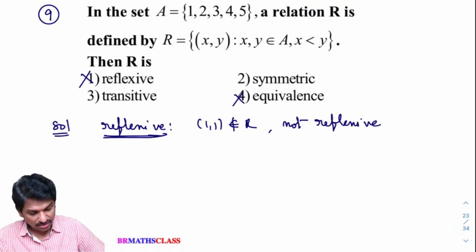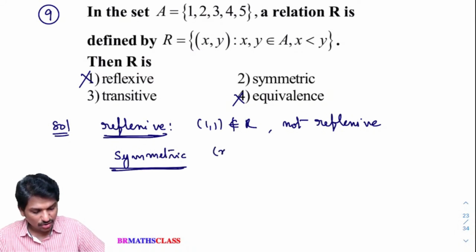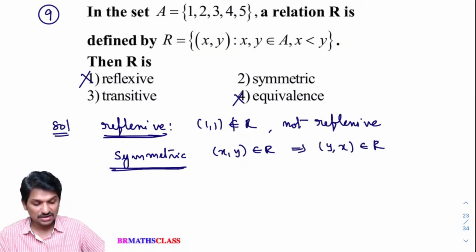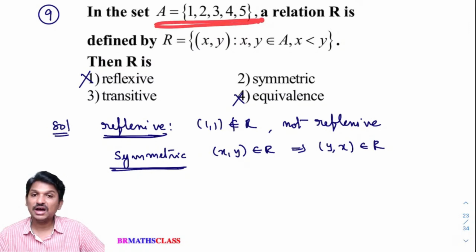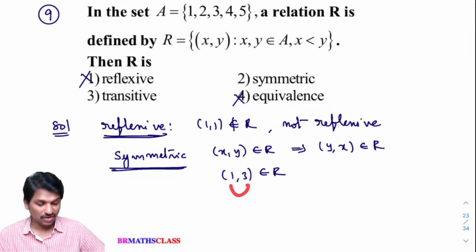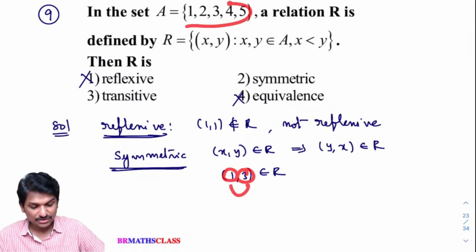Now I'll check the symmetric condition. What is the symmetric condition? You take one ordered pair (x, y) belonging to the relation, and you look whether (y, x) belongs to the relation or not. Here R is a relation on A. You can look here, the ordered pair (1, 3) belongs to this relation. 1 is less than 3, 1 is in set A, and 3 is also in set A.